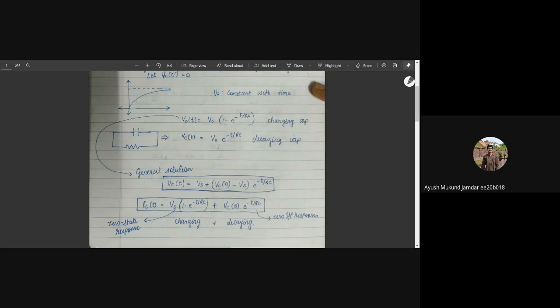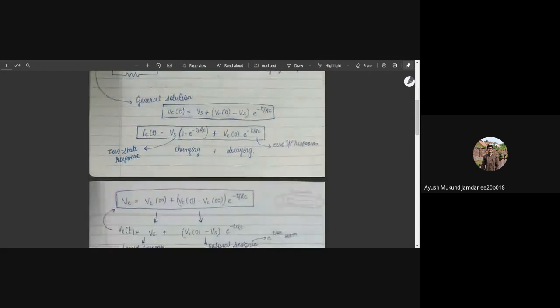Now, why is it called zero input response? Simply because that part comes from the decaying capacitor circuit, that is when there was no source. And so was for the zero state response when there was no initial charge in the capacitor.